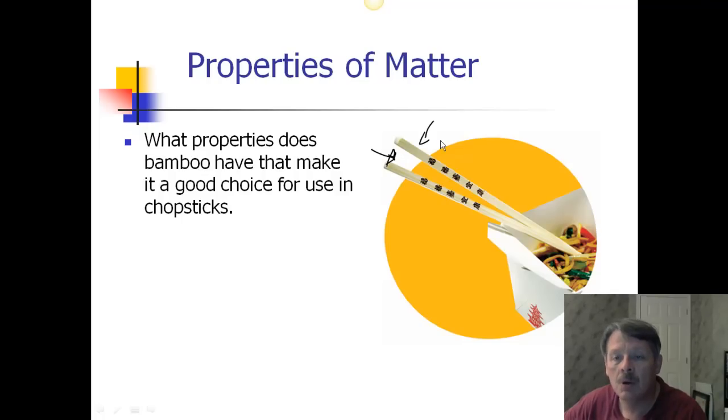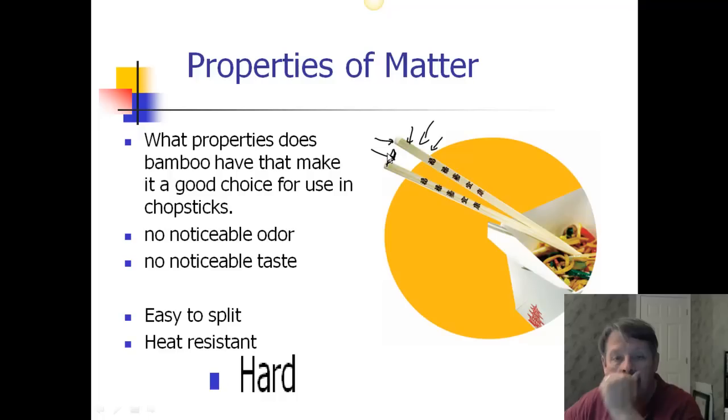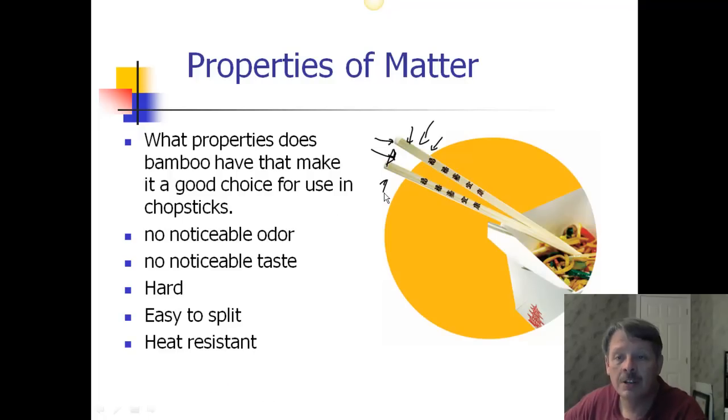All right, well, one thing is that they don't splinter very easily. So you're not going to get a lot of splinters in your mouth when you eat with chopsticks. That's a good thing. They don't have much taste at all. They don't smell, so you don't have an odor. They're hard, they're not going to break easily, and they're easy to split, so you can make these nice straight chopsticks. And they're heat resistant.